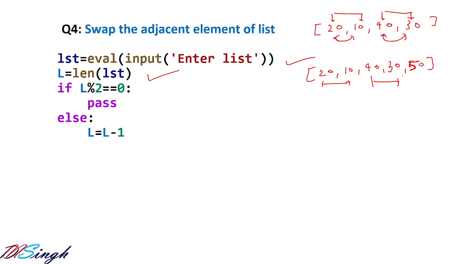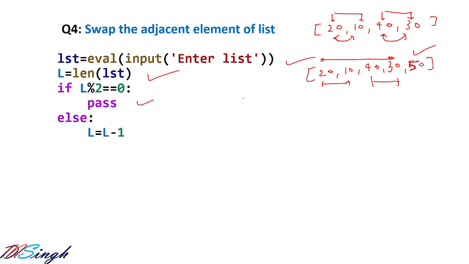For that purpose we need to check if the length is even or odd. If it is even, no issue, we are not going to do anything. But if it is odd, reduce the length of the list by 1. So now we are working on this range. Whenever we have an odd length, we reduce the length by 1 to make that number even, and we will leave the last element as it is.